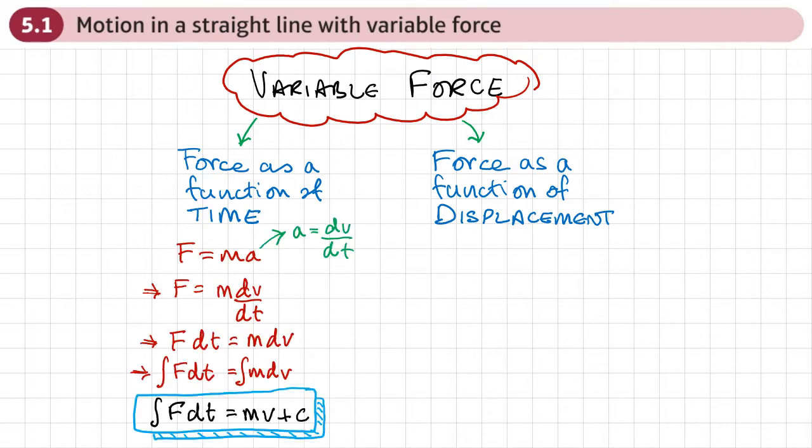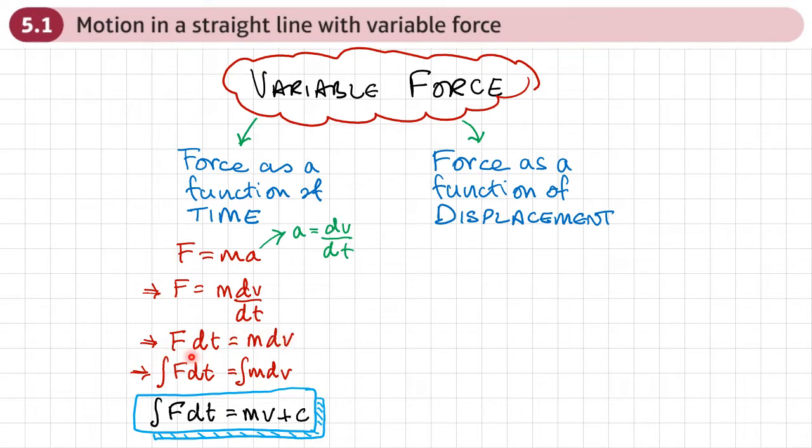So let's start by looking at how we can derive a formula that we can use when we've got force as a function of time. We start with F equals ma. Now a is what we get when we differentiate the velocity with respect to time, dv/dt. So in the second line of work, we replace a with dv/dt. Then we separate out the variables, multiplying both sides by dt, so we get F dt, and then we're just left with m dv on this side.